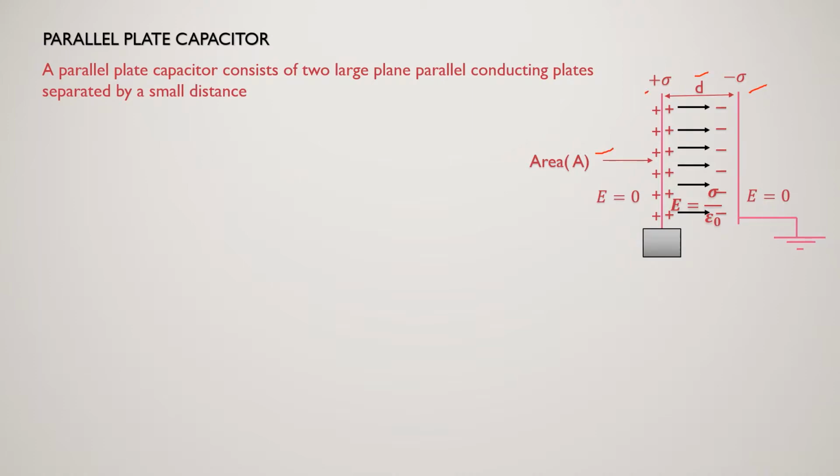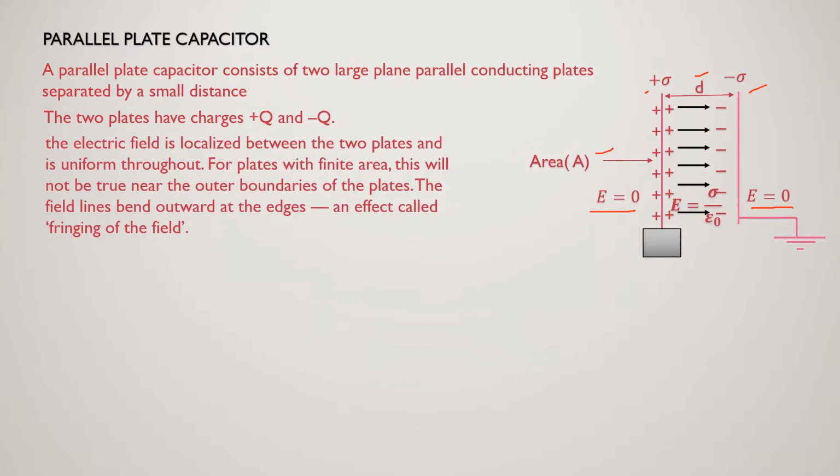The electric field inside the capacitor is equal to sigma upon epsilon naught, which is uniform. The capacitor stores the energy in the form of electric field, and outside the capacitor on both sides the electric field is 0. The two plates have charge plus q and minus q. Electric field is uniform, but for plates of finite area the electric field is not uniform.